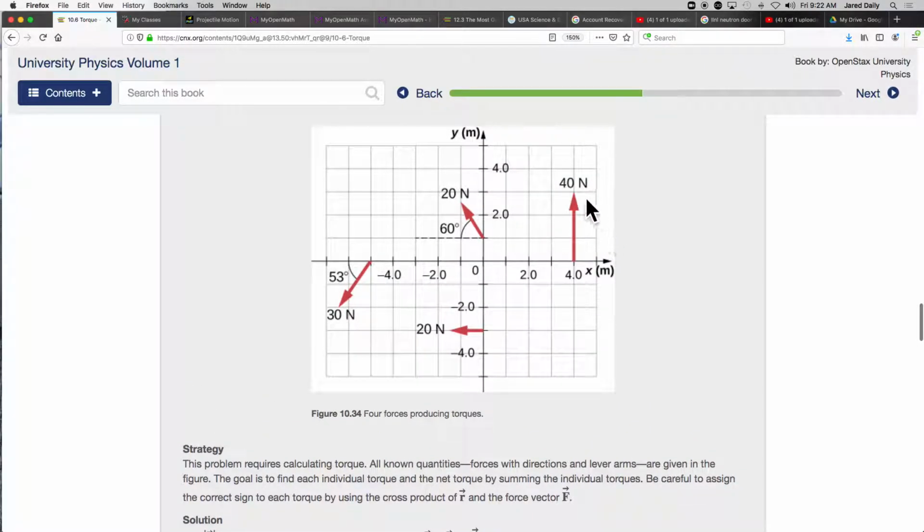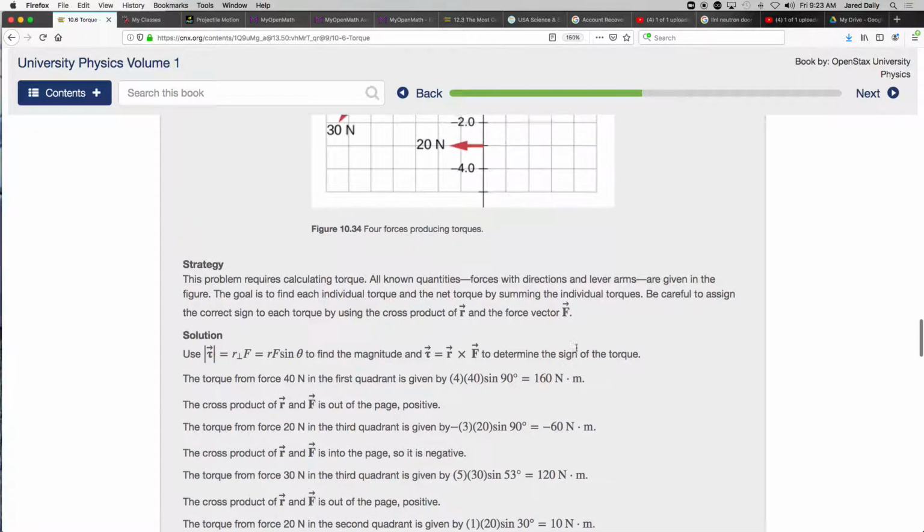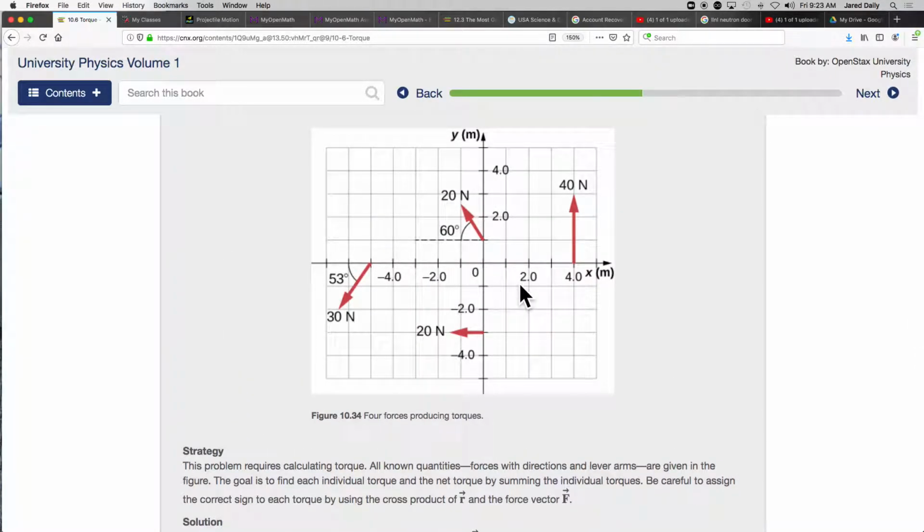They actually do this one first, the 4 times 40. For this one, we have our R vector going from 0 out to the force. That's a 4-unit long R vector, and then that's 4 times 40, 160. And then the angle between them is 90. What's the sine of 90? 1. And so it doesn't change anything, right? The sine of 90 is 1. And then the direction for that one would be the right-hand rule.